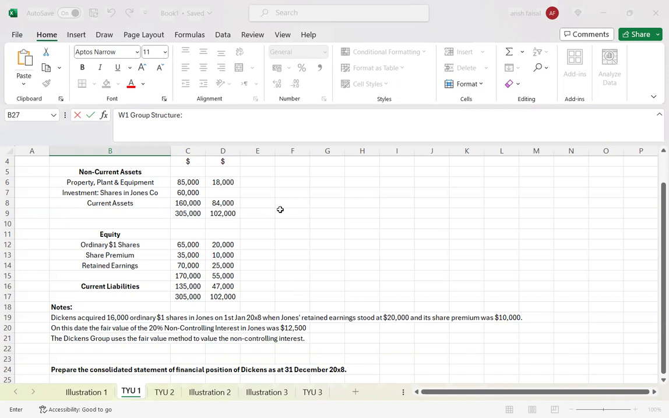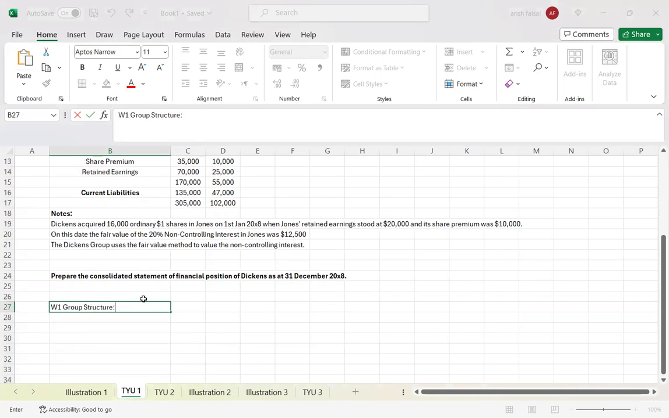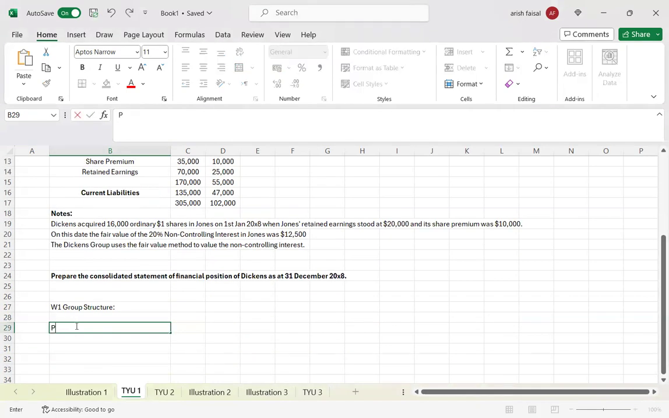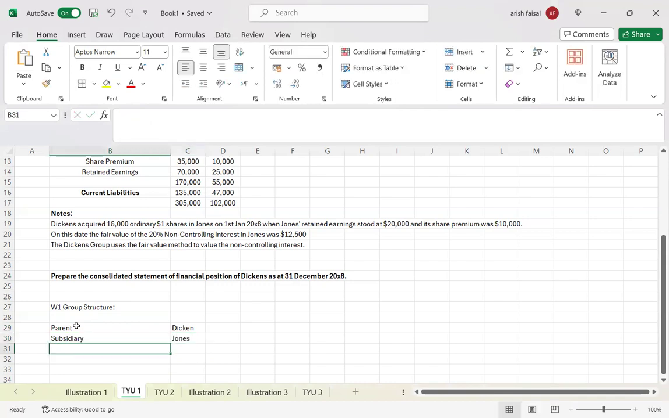Now, when you're approaching a consolidation question in your exam, the first thing to make your life easier would be to prepare a group structure. So the first step or the first working would be to prepare the group structure, where you can see that in this case, Dickens is the parent because it has acquired 16,000 ordinary $1 shares in Jones on this date, 1st of January, when its retained earnings stood at 20,000 and the share premium was 10,000. So basically, the parent in this question is your Dickens, and the subsidiary is your Jones.